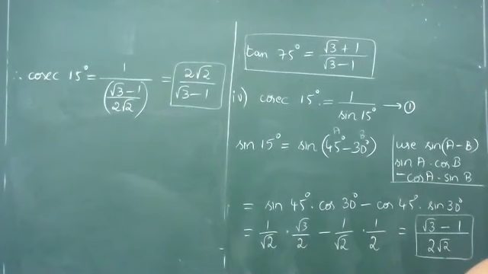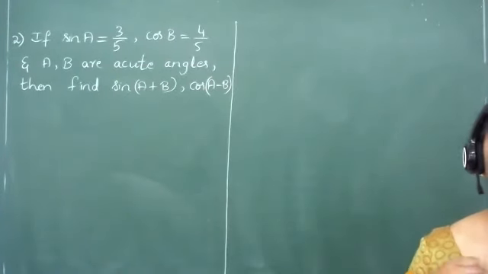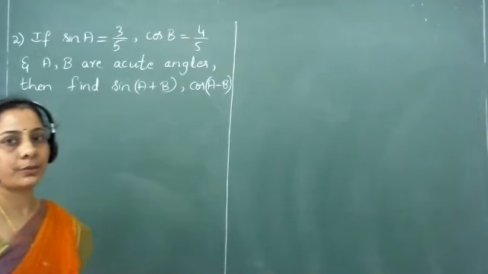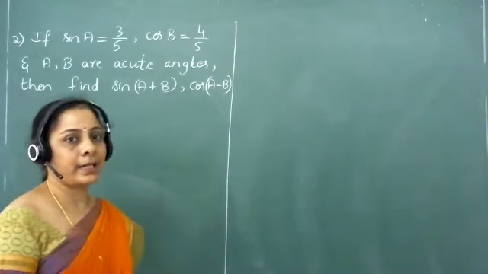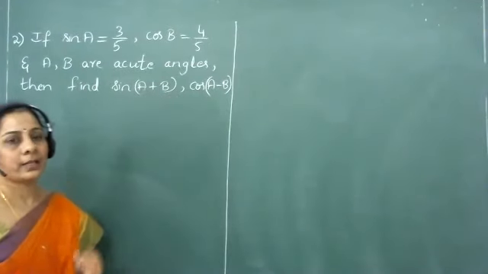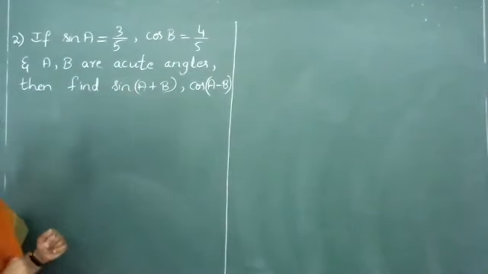Now let us see the second question, which again is a part of compound angle formulae. We now have the second question on the board. If sin A equals 3 by 5, cos B equals 4 by 5, such that A and B are acute angles, then find the values of sin A plus B and cos A minus B. So we shall again recollect sin A plus B. What is sin A plus B given by? Sin A into cos B plus cos A into sin B.